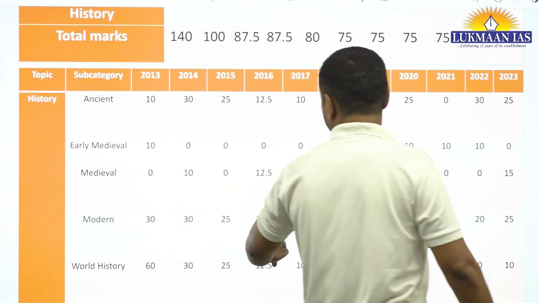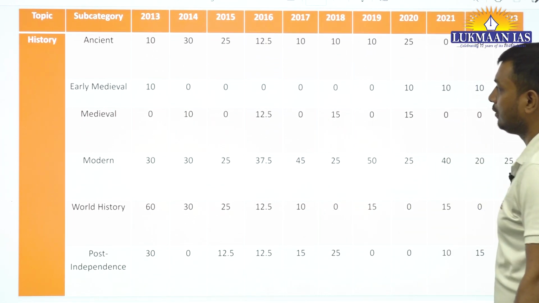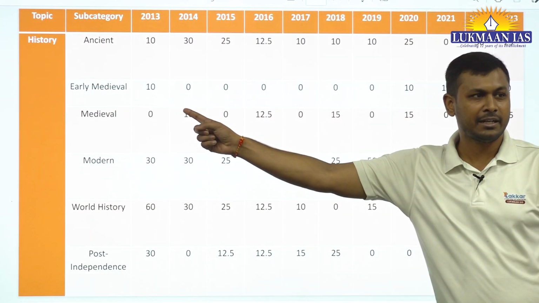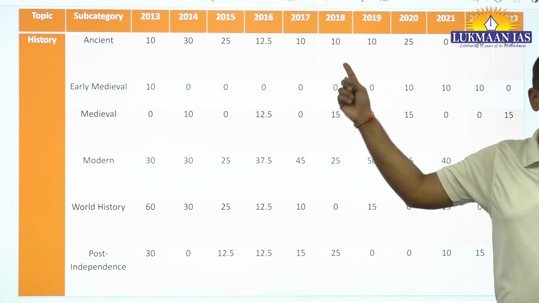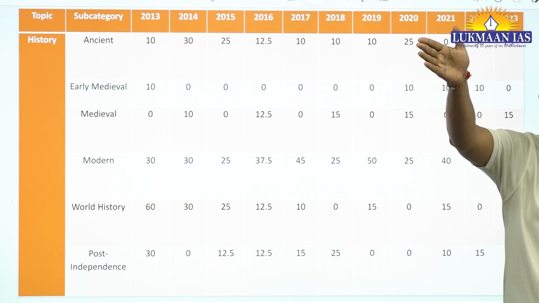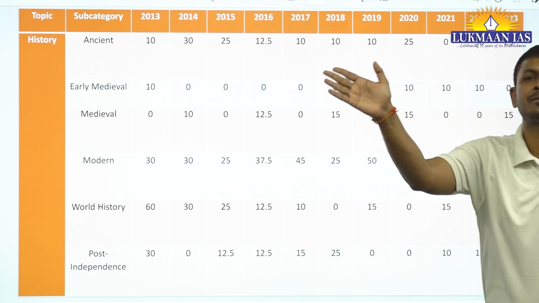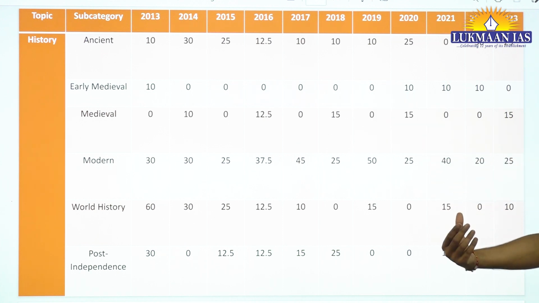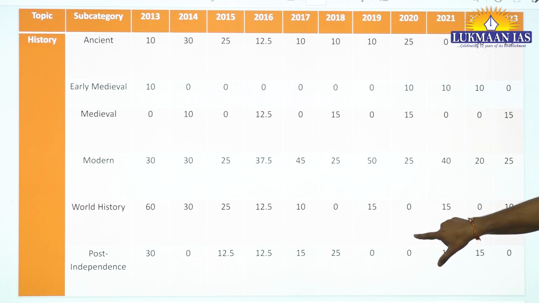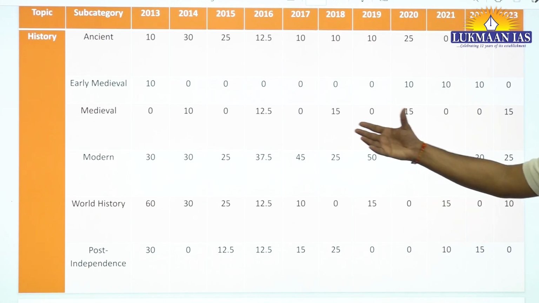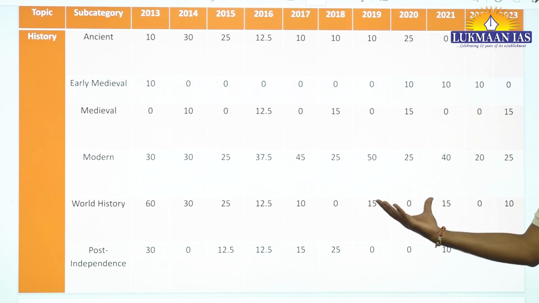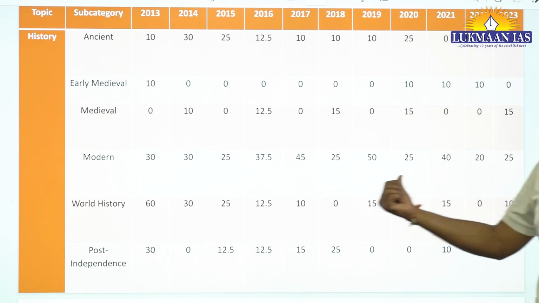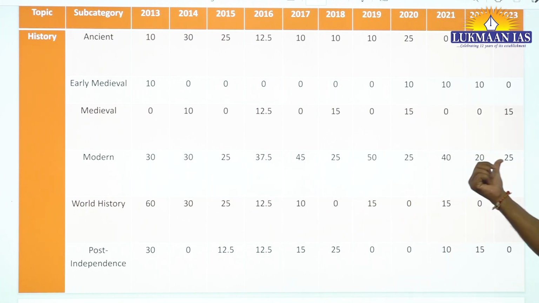So when we see this trend, what do you find? Majority of the time it is early medieval India in which there are fewer questions. Early medieval India is from post-Gupta 750 AD and before the establishment of the Delhi Sultanate. That is the period where fewer questions are there. Then medieval has maintained, and after this there is a fluctuation. Consistency is not there. Overall, if we see, modern India has always had its weightage.